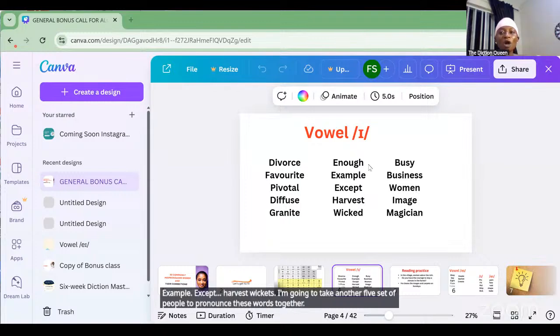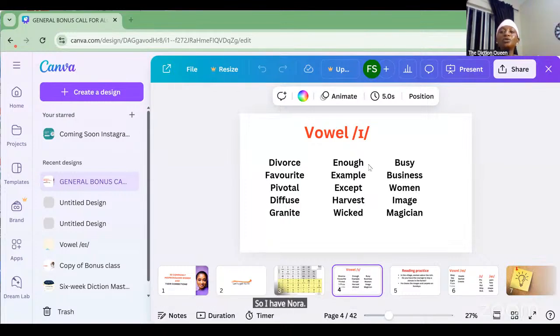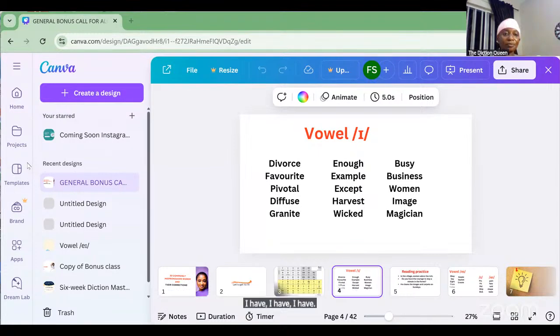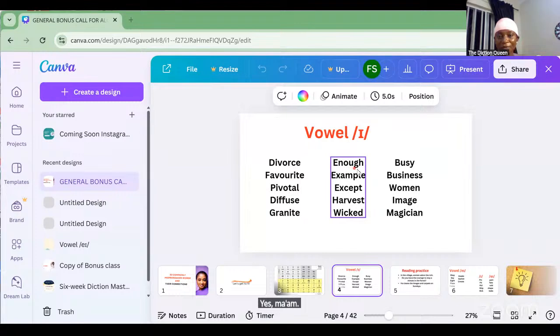So I'm going to take another 5 set of people to pronounce these words together. So I have Nora. Nora, please unmute yourself. Nora, kindly unmute yourself. Okay, I think Nora is not here. Diamond. I have. Okay, good evening, Nora. Please pronounce the words from enough to wicked. Good evening, ma'am. Yes, ma'am.